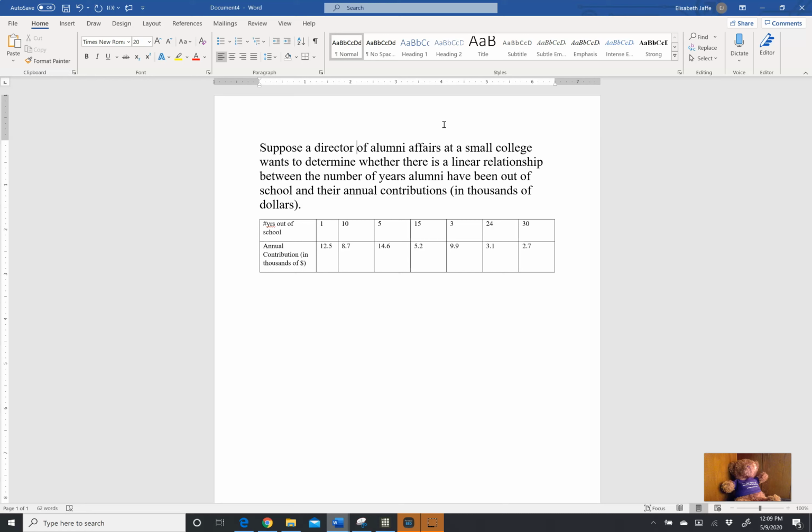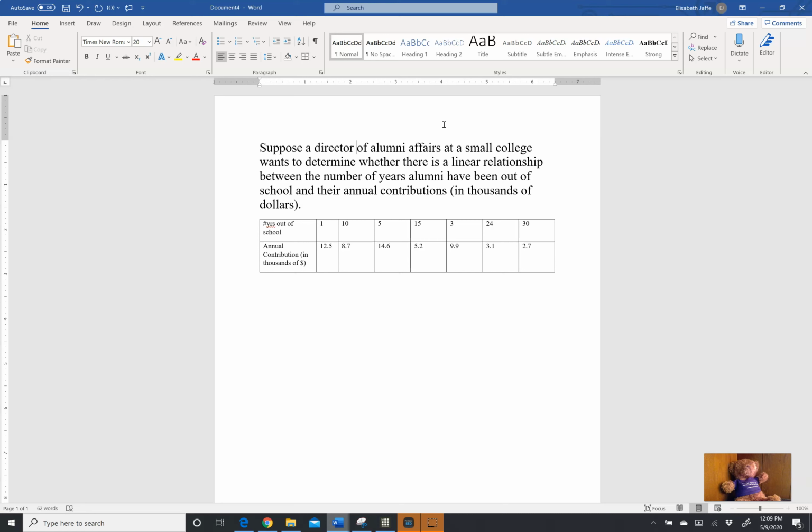Now why do we want to know this? We want to know who we might reach out to for money, because obviously we're going to reach out to people who are more likely to give. Why would we feel that people who have been out of school longer are more likely to give? Well, they've been working longer. Maybe they started to pay off student loans, so they have more money in their pockets. Maybe they've been promoted at their job, so their salary is higher.